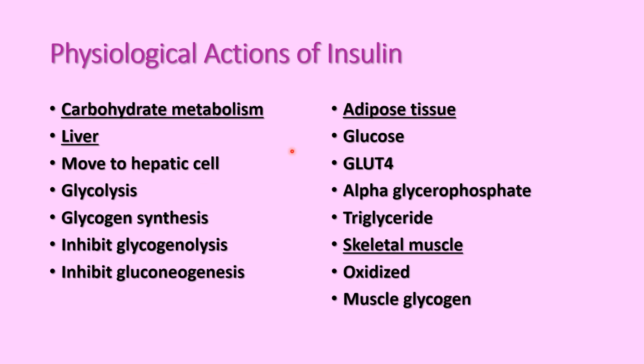So ultimately the plasma glucose level is decreased because the sugar is utilized by the skeletal muscle, adipose tissue and liver. They utilize the sugar and store it as triglyceride and glycogen, inhibit glycogenolysis, and inhibit gluconeogenesis.